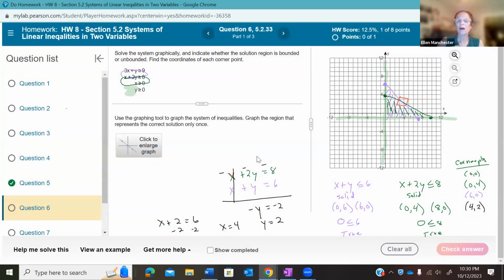Now, remember, on 4.1, 5.1, 5.2, and 5.3, it's unlimited access. Unlimited. That means you can do this over and over again until you are super comfortable with it. Okay?